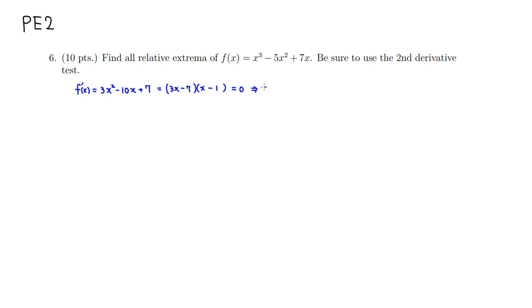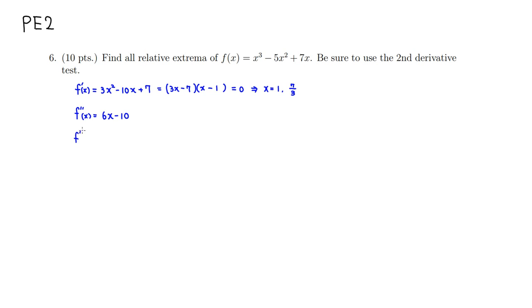So the critical numbers are: if you set this second factor equal to 0, you get 1, and setting the other equal to 0, you get 7 over 3. Since we want to do a second derivative test, we need the second derivative. So f double prime of x is equal to 6x minus 10, since the derivative of 10x is 10 and the derivative of 7 is 0. Then we're going to just plug in the critical numbers.